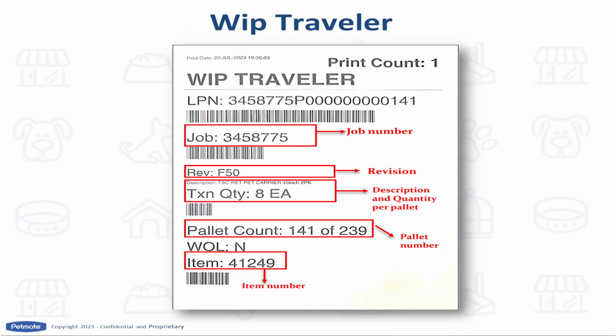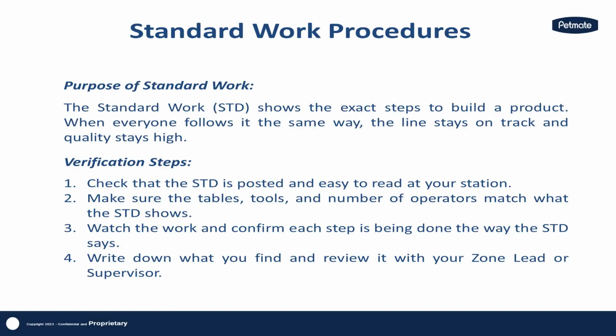The VIP Traveler is a crucial document that tracks the progress of each job, ensuring all parts are accounted for and correctly processed. Standard work procedures outline the exact steps needed to build a product. Following these steps ensures consistency and quality in production.